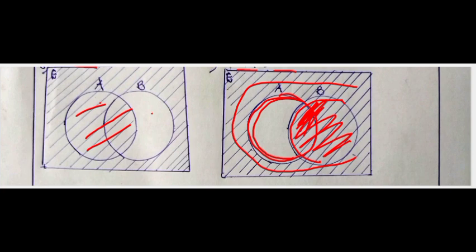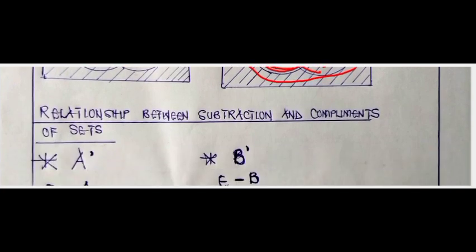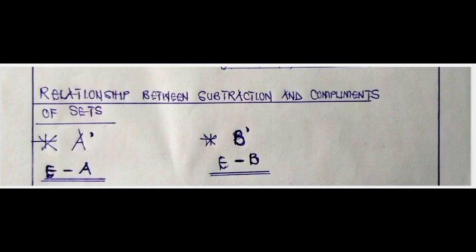We move on. Now, we need to understand the relationship between subtraction and complement of sets. We need to understand this because this will be very vital if we are trying to prove or verify sets. So, follow me through as we look at the relationship between subtraction and complement of sets.